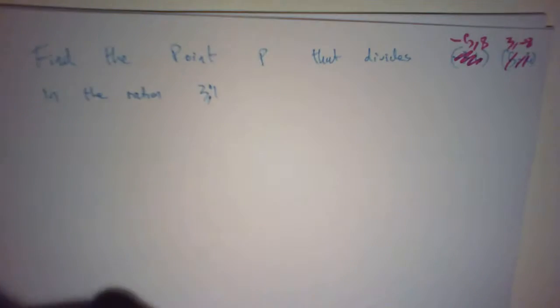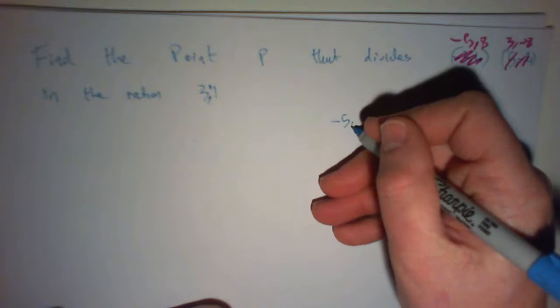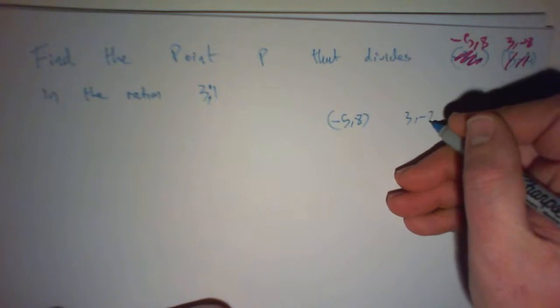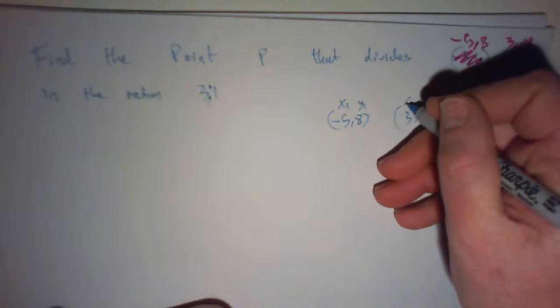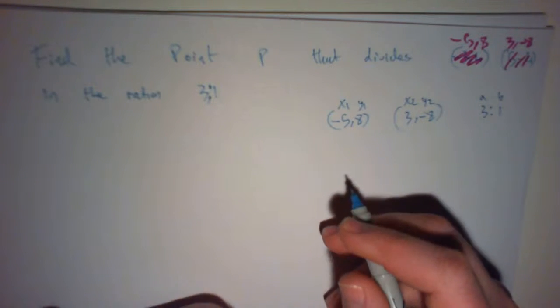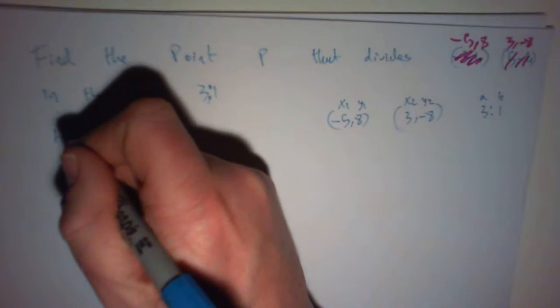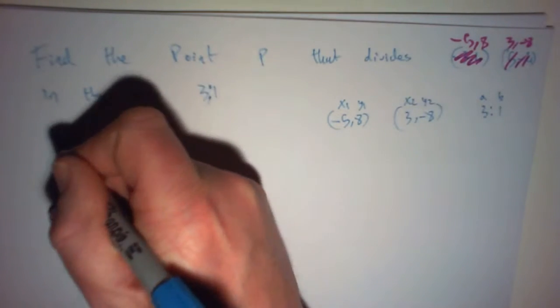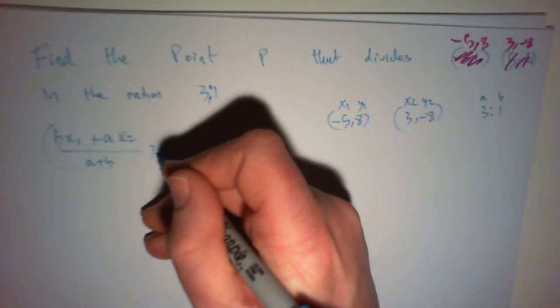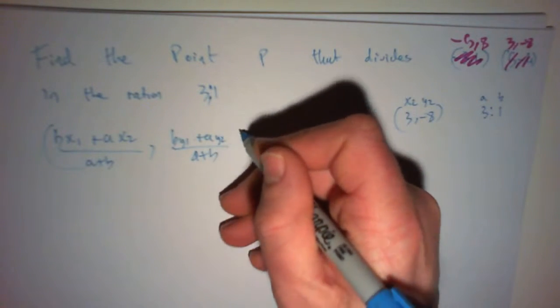And we're back. So how are we going to do it? Well, let's get our numbers all lined up in a row. We have minus 5, 8, and 3 and minus 8. X1, Y1, X2, Y2. We have 3:1. That's A and B. So again, like anything else, we're going to have to put down our equation. For those of you who forgot it, it's B times X1 plus A times X2 over A plus B, comma, B times Y1 plus A times Y2 over A plus B.